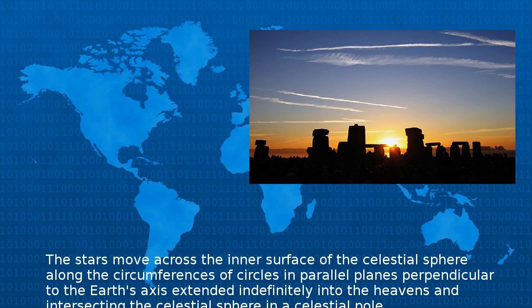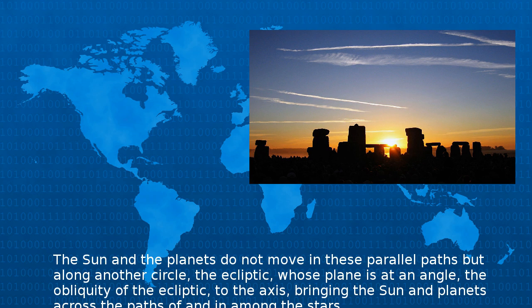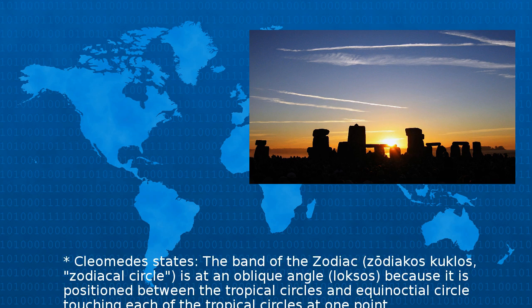The stars move across the inner surface of the celestial sphere along the circumferences of circles in parallel planes perpendicular to the Earth's axis, extended indefinitely into the heavens and intersecting the celestial sphere in a celestial pole. The sun and the planets do not move in these parallel paths but along another circle, the ecliptic, whose plane is at an angle, the obliquity of the ecliptic, to the axis, bringing the sun and planets across the paths of and in among the stars.